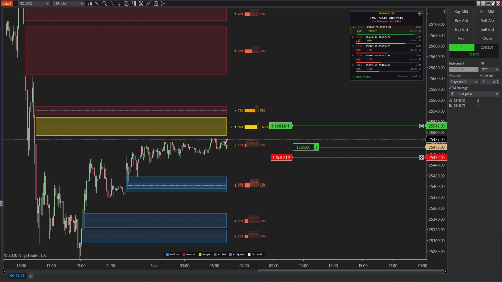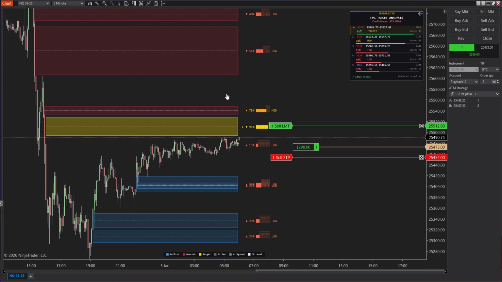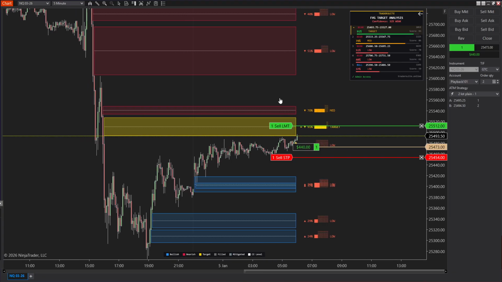It comes right up into that zone. See how the CE dotted line gets touched first? The indicator now marks this as mitigated, the zone color shifts to slate gray and the score drops by 40%. The gold target shifts to the next highest scoring FVG.